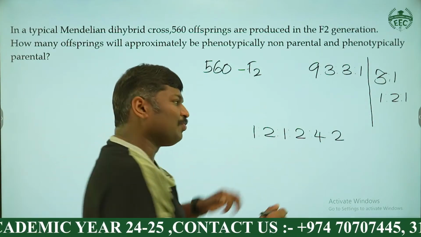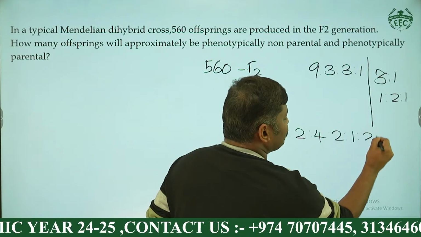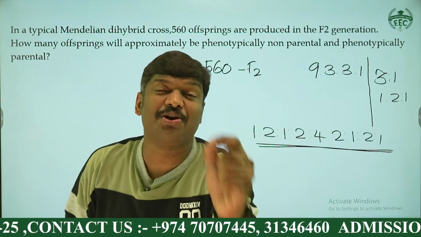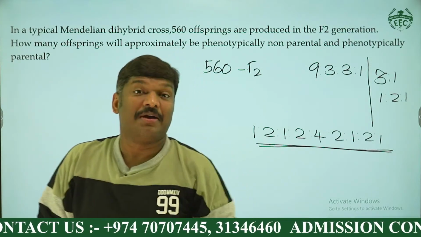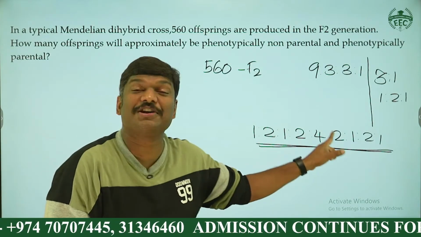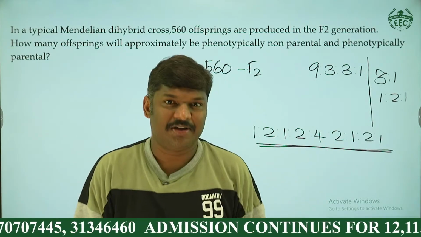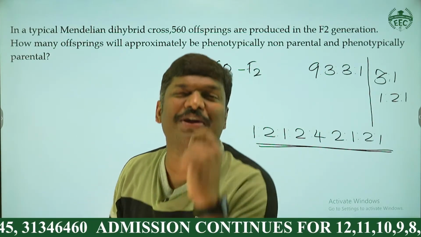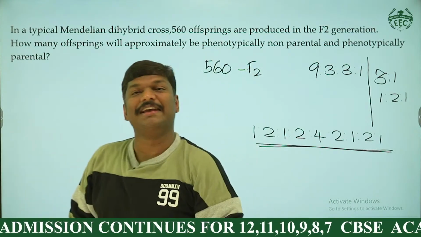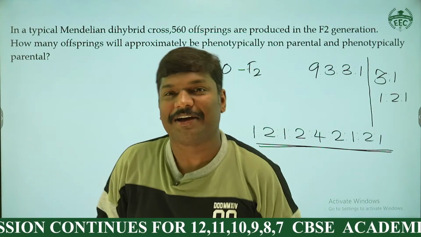Then again you have to write 1:2:1. And this is the ratio, my dear students. This is the genotypic ratio, the genotypic Mendelian ratio. Which one? Dihybrid ratio. So 1:2:1, 2:4:2, 1:2:1. I will repeat one more time: 1:2:1, 2:4:2, 1:2:1 is the Mendelian dihybrid genotypic ratio.